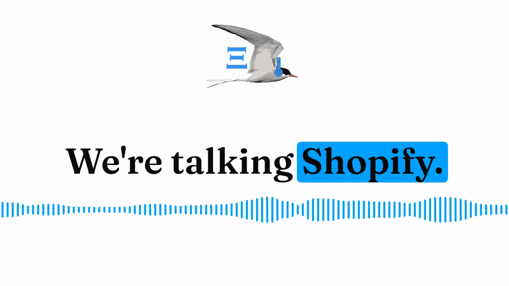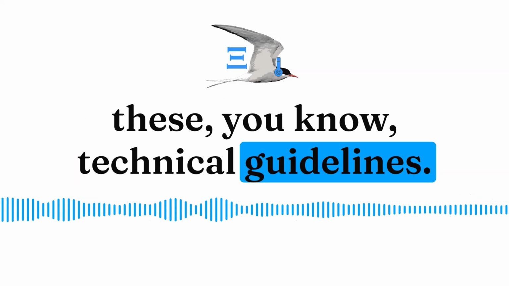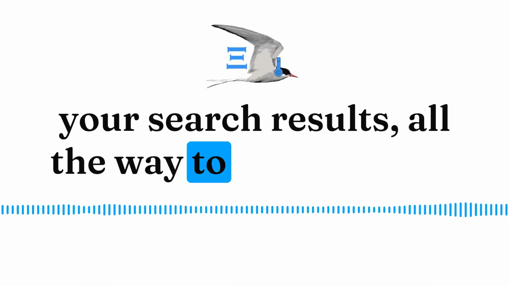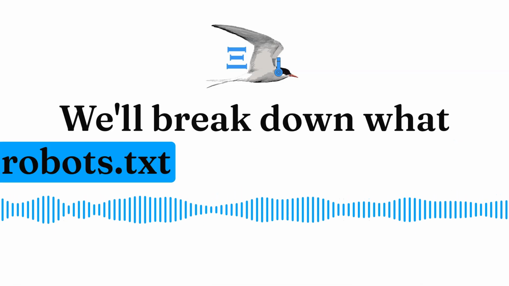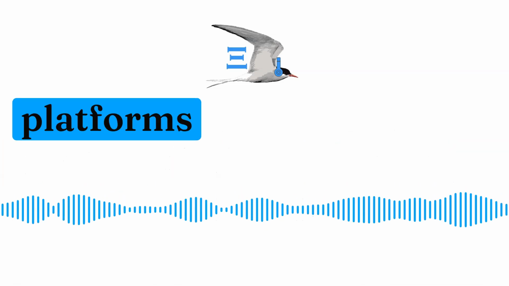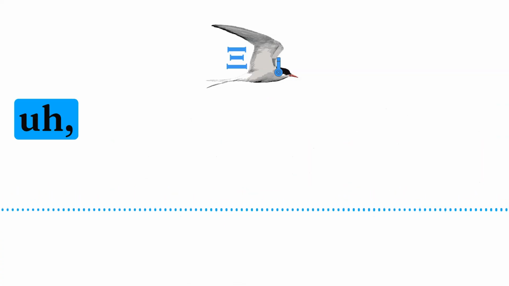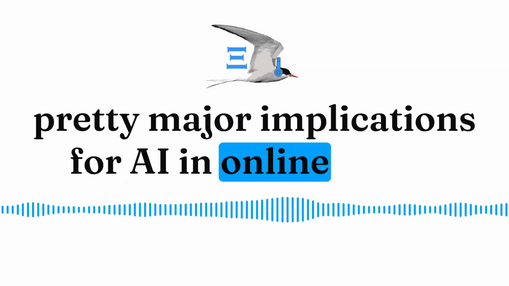We're talking Shopify. Our mission today is basically to unpack these technical guidelines, show you how much they actually shape things from your search results all the way to these cutting-edge AI shopping tools. Exactly. We'll break down what Robots.txt is, how it works for platforms like Shopify, and then really zero in on this quiet change they made, a change that has some pretty major implications for AI in online retail.